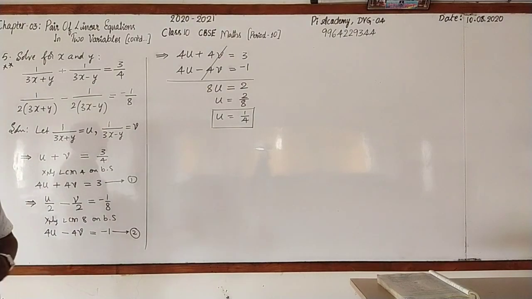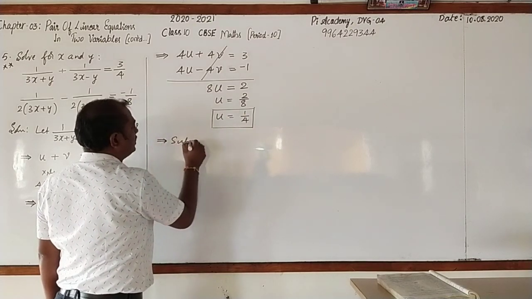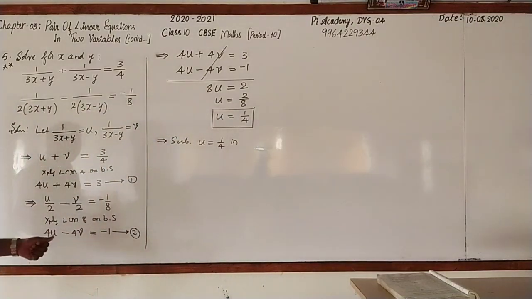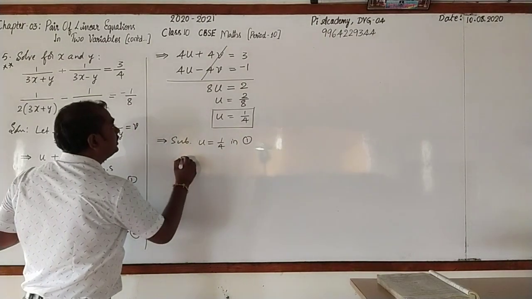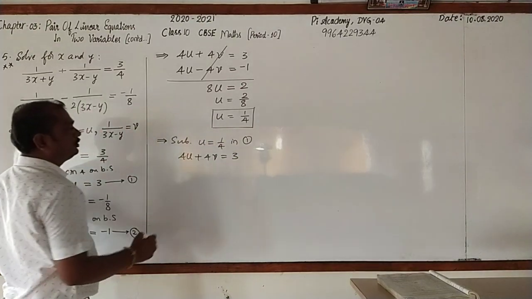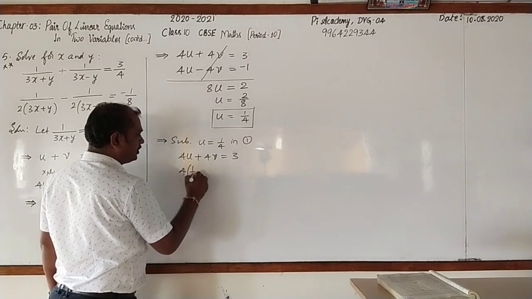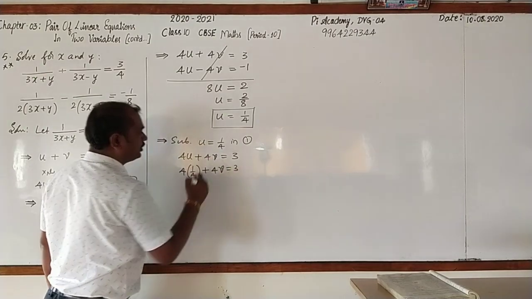Clear? Now we got the u value. Then we should find out the v value. What should be done? Yes, you are right. Let us substitute u equal to 1 by 4 in which of these two equations? Either 1 or 2, anyone can be taken. I go for taking the first equation. What is the first equation? It is 4u plus 4v is equal to 3. What is u? u is 1 by 4. Let us substitute. In place of u, we write 1 by 4 into 4 plus 4v is equal to 3.